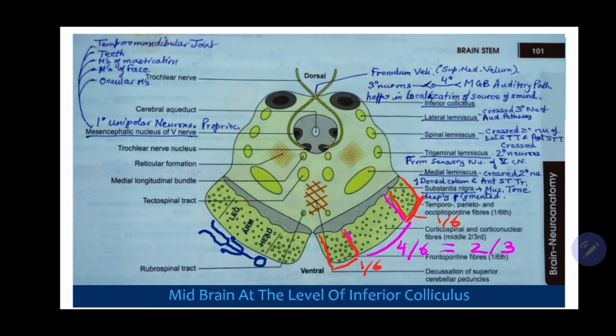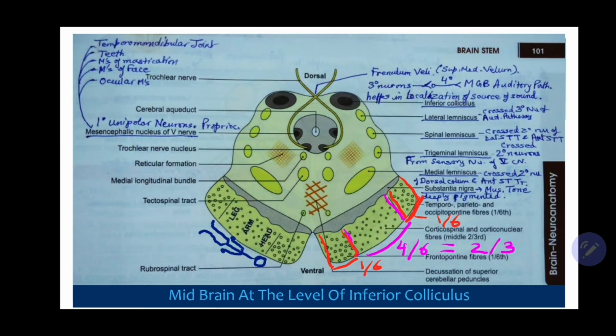Got it? Okay. Then the gray matter, we are covering the gray matters first. The next gray matter you are seeing is the inferior colliculus. Now the inferior colliculus again is in the auditory pathway. It's a part of the auditory pathway.